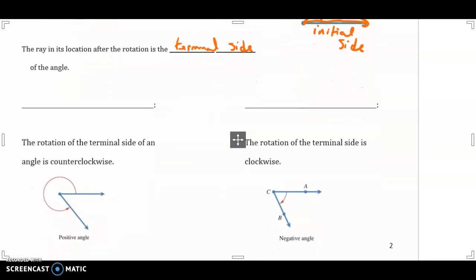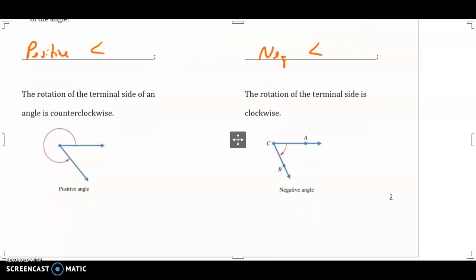Okay, the next thing we're going to talk about is positive and negative angles. A positive angle is going to be a counterclockwise rotation. Here's that initial side, and it goes around in a counterclockwise direction. The negative angle goes in the opposite direction. So this is going to create a negative 45 degrees, and this is going to create a positive 315 degrees.